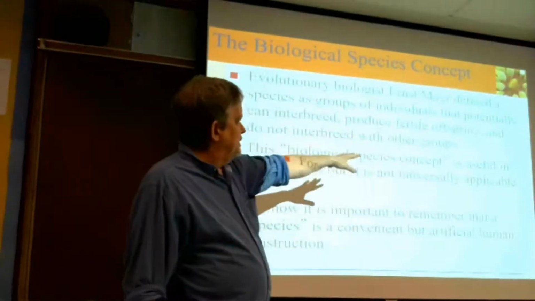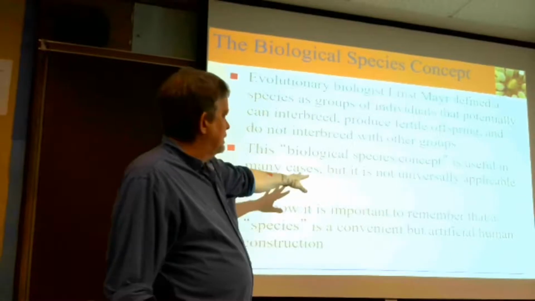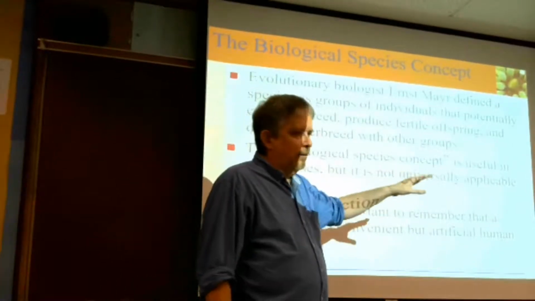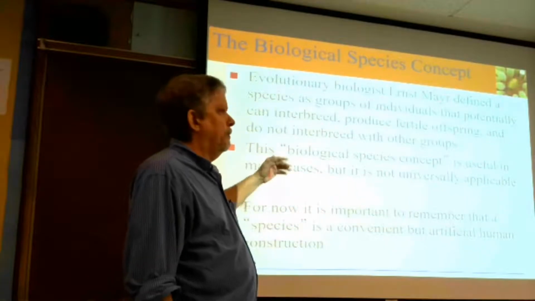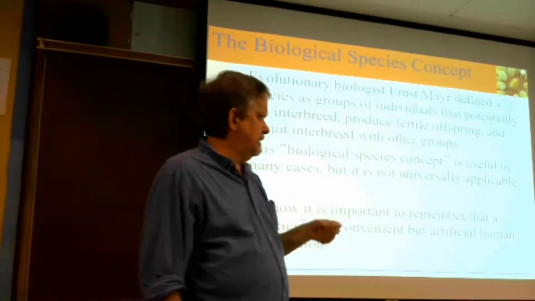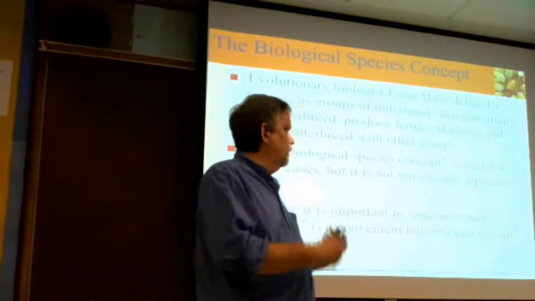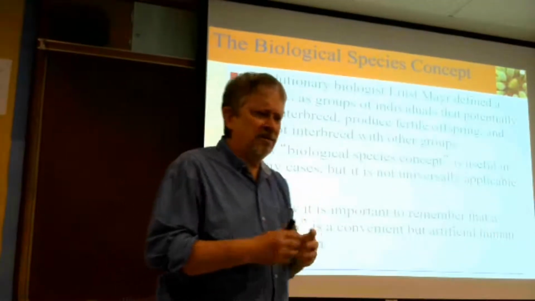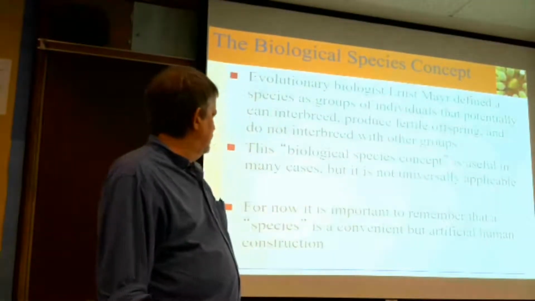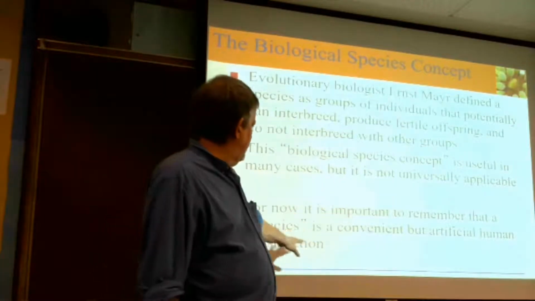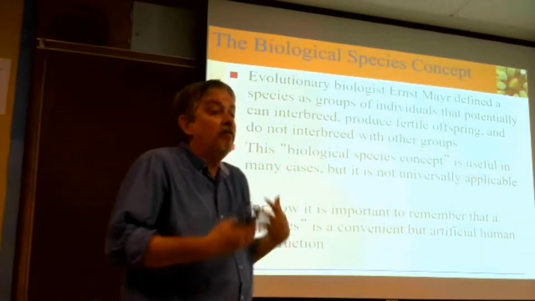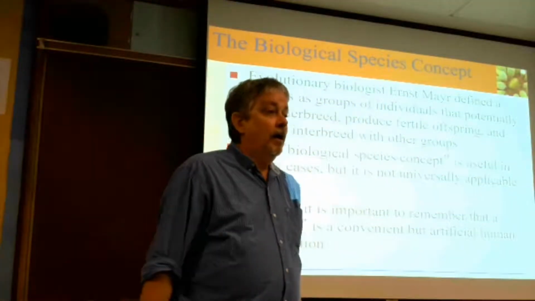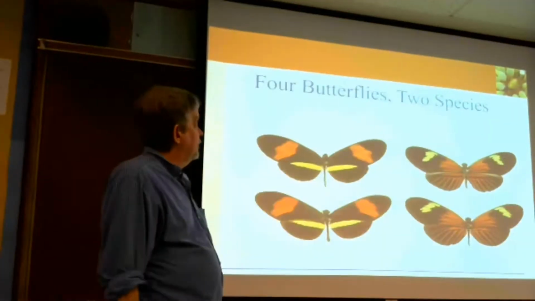The biological species concept is useful in many cases, but it's not universally applicable. In bacteria, it just doesn't come into play much. In plants, we're going to see some differences in how plants reproduce. Protists, a lot of difference in protists. For now, though, it's important to remember that a species is a convenient but artificial human construction. All these different classifications are artificial constructions.